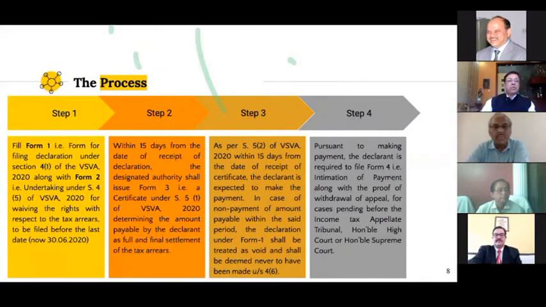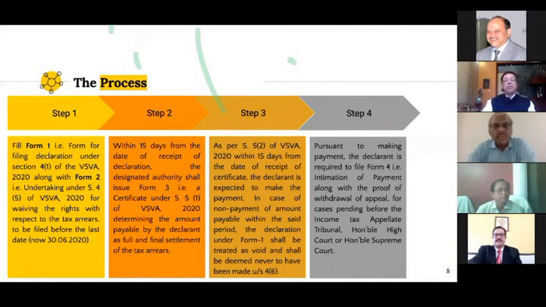Now, I would be touching these procedural aspects first, and then we'll go to the controversies. The first step is that the declarant has to file Form 1 under Section 4.1 along with Form number 2, which is an undertaking. Undertaking means that he is agreeable to waive all rights and remedies available in the law once he has opted for the scheme.